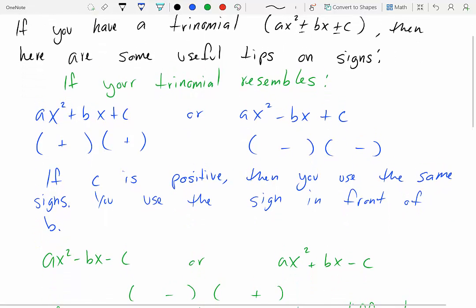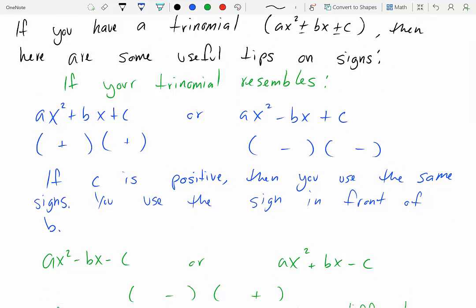So if your trinomial resembles ax squared plus bx plus c or ax squared minus bx plus c, you're going to use the same signs. If c is positive, then you use the same signs. You use the sign in front of b. As we can see here, the sign in front of c is positive, and we use the sign in front of b.